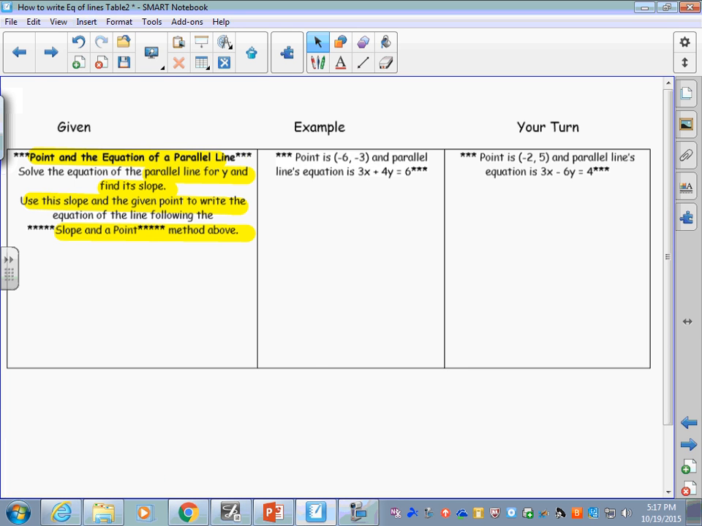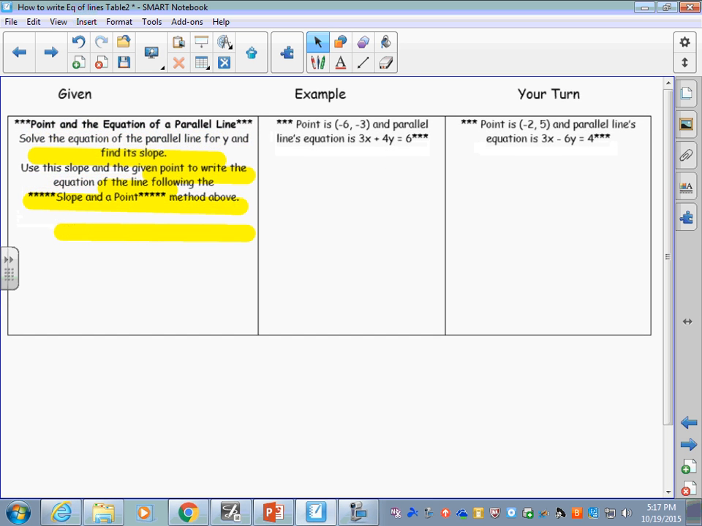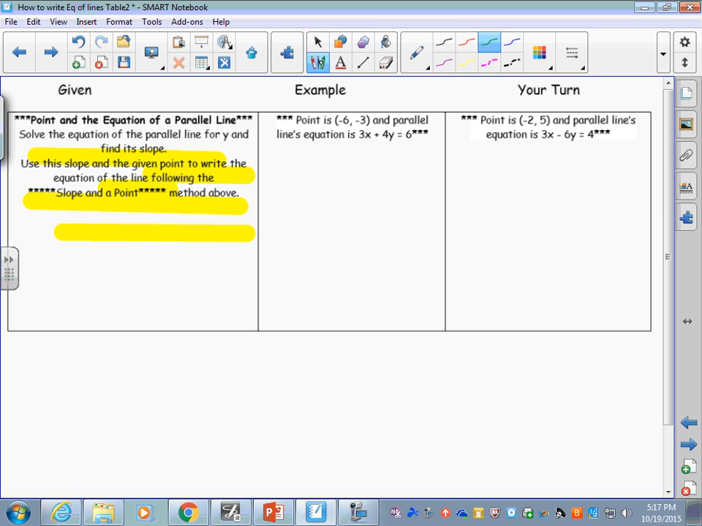Okay, the last part of your notes is dealing with parallel and perpendicular lines. So we go to our last two columns and 2 rows. A couple things you need to know when writing the equation for a parallel line. Parallel lines have the same slope.